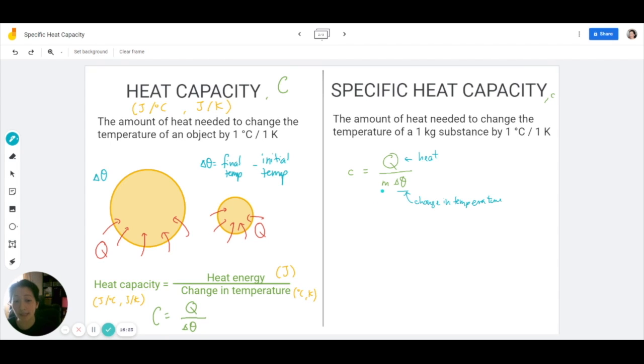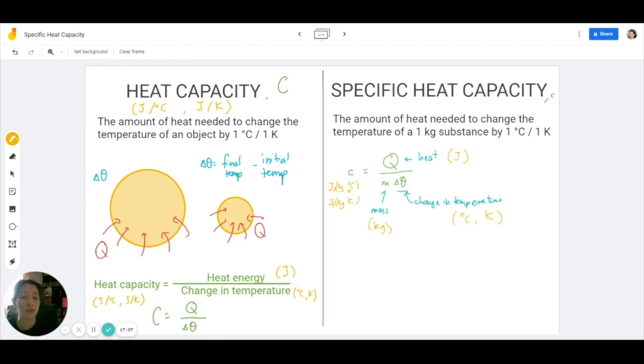Now what's different here is the addition of m, which is mass. So small c, specific heat capacity, and if you look at the formula, you'll find that the unit is developed this way. Heat is joules, mass is kilogram, and change in temperature, as mentioned earlier, can be in degrees Celsius or can be Kelvin. Hence, the unit for specific heat capacity is joules per kilogram per degree Celsius or joules per kilogram per Kelvin.